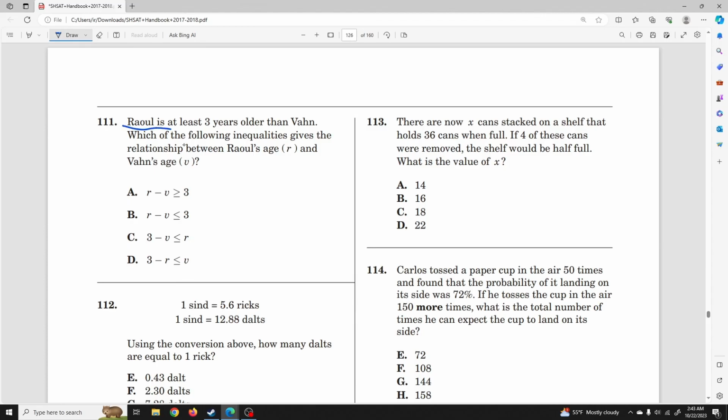So Raul is at least 3 years older than Vaughn. So Raul has to be greater than or equal to Vaughn plus 3, right? At least. At the least, he's 3 years older. But in reality, he's much greater.